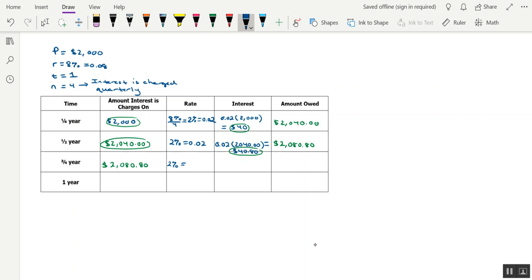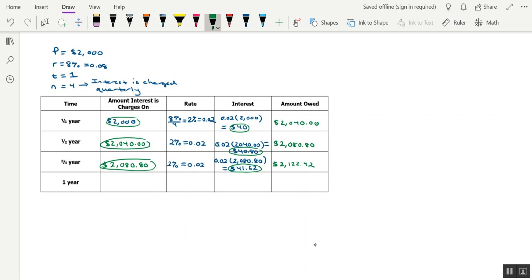Again, 2% is going to be charged on that. So we'll take 0.02, multiply it to $2,080.80, and this is roughly $41.62. So at the end of 3/4 of a year, we will owe $2,080.80 plus $41.62, and this will put us at a current balance of $2,122.42.